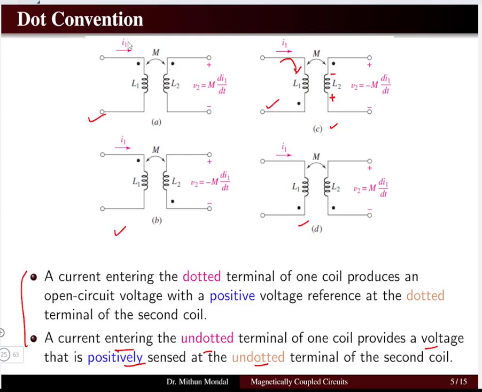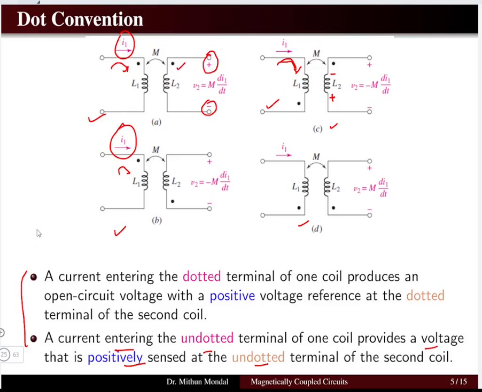So we have to see where the current is entering first in the first coil, whether it is entering the dotted terminal or whether it is entering the undotted terminal. Then we can decide the polarity of the voltage, positive and negative sign, how it would be with respect to the dot.